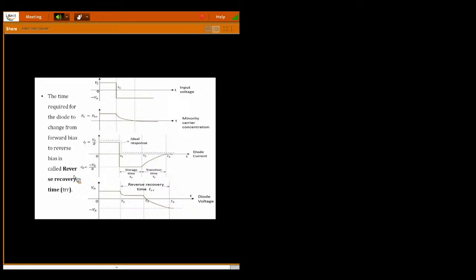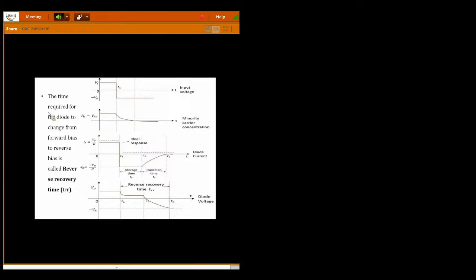What is reverse recovery time? Generally for the PN junction diode, there is no problem with forward recovery. Whenever you apply the forward bias voltage, the diode immediately goes to forward bias. But when going from forward to reverse, it takes a longer time. That's why we are studying the reverse recovery time.